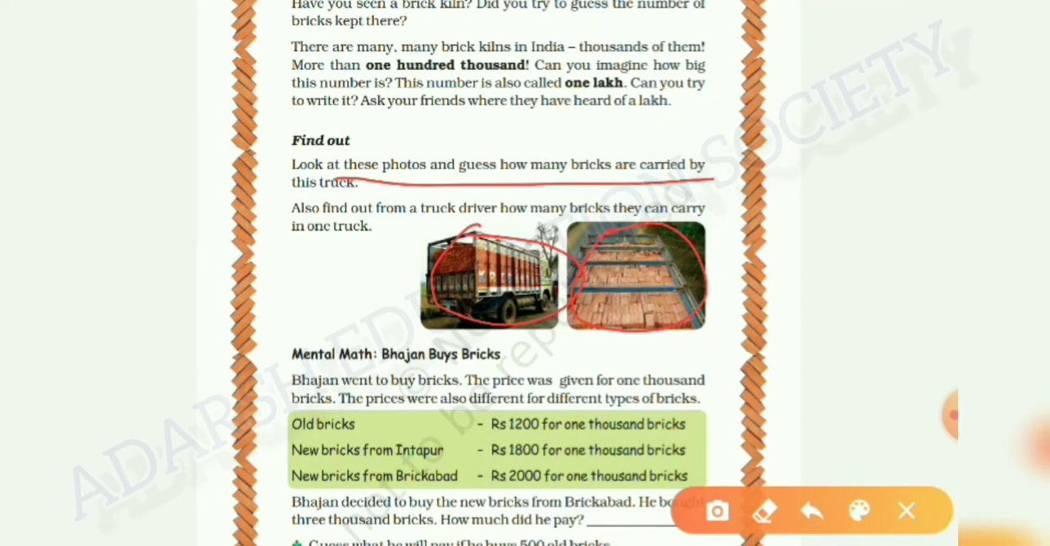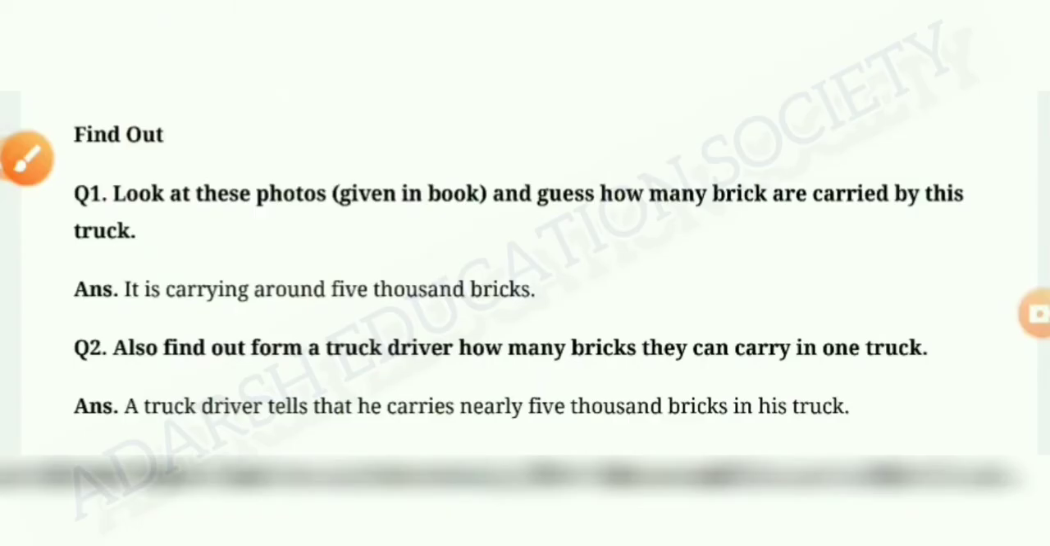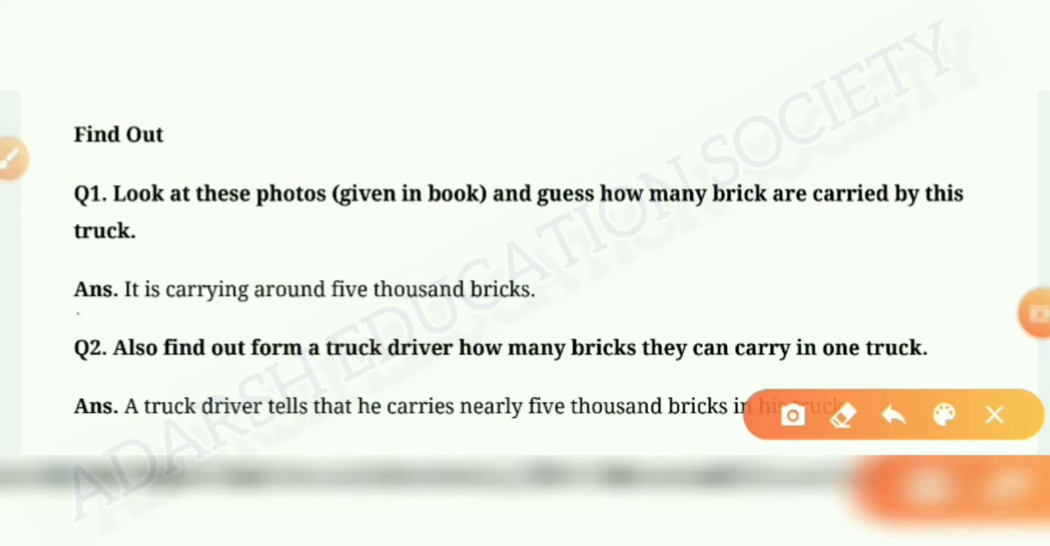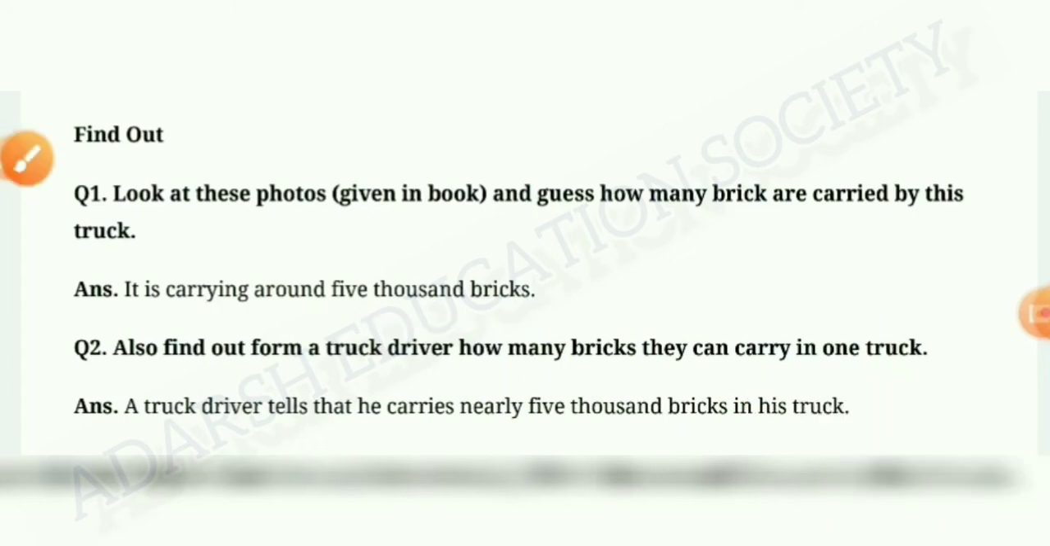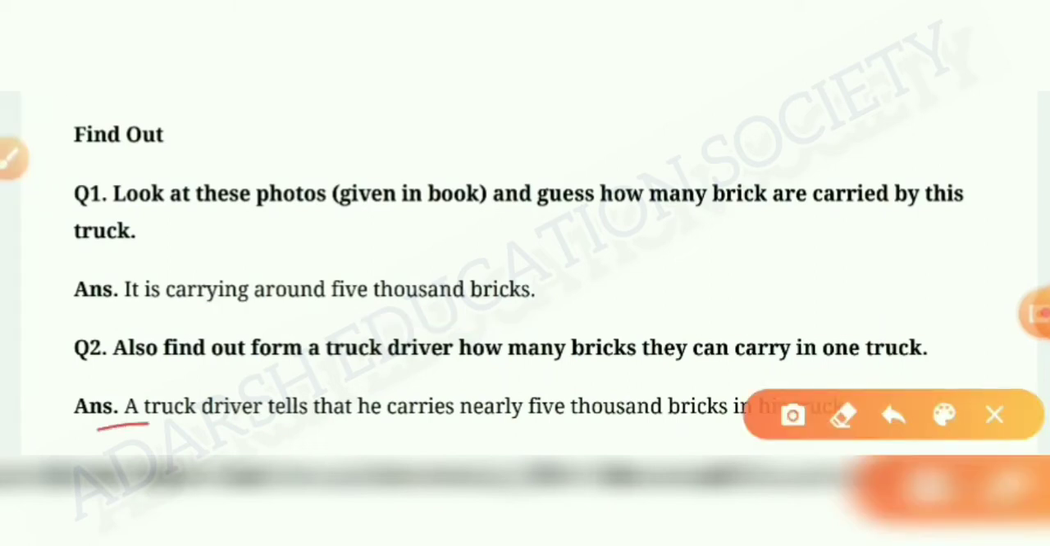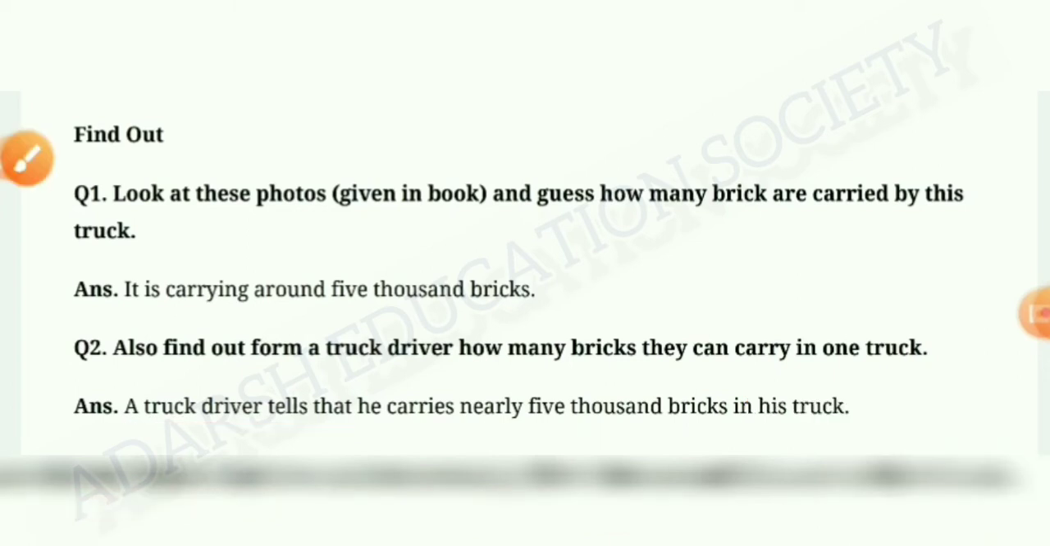And next we have to ask the truck driver how many bricks are carried in one truck. Here we have to ask the truck driver and get the answer. Children, here you have to write the answer like this. It is carrying around 5,000 bricks. And a truck driver tells that he carried nearly 5,000 bricks in his truck. This is the answer we have to get from the truck driver.